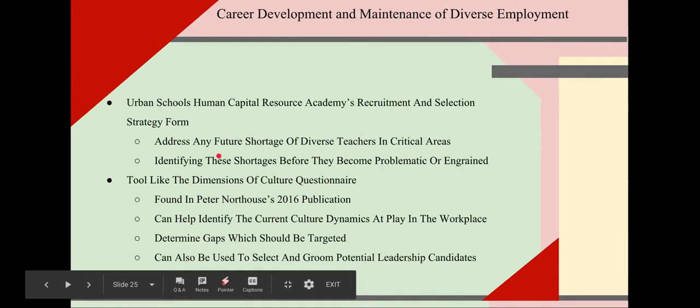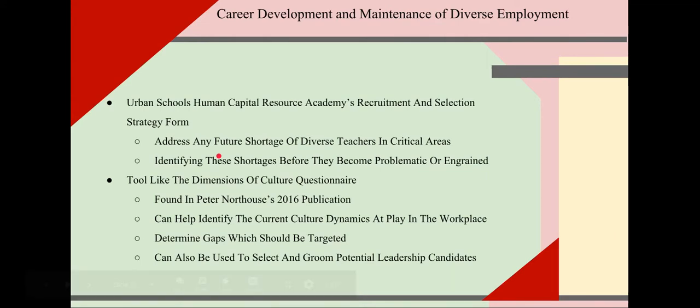And so as far as maintaining that diverse employment that we talked about should be a goal earlier, and the career development. So if we are using a resource like the Urban Schools Human Capital Resource Academy's recruitment and selection strategy form, it will address any future shortages of diverse teachers in critical areas and identifies these shortages before they become problematic or ingrained, as we said about our data. Or we could use something like the Dimensions of Culture questionnaire found in Peter Northouse's 2016 publication, where it can help identify the culture dynamics and determine gaps which should be targeted.